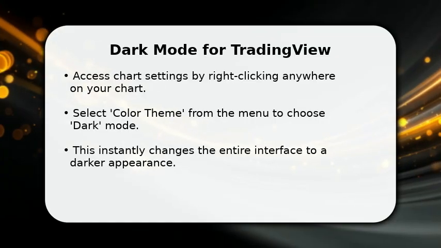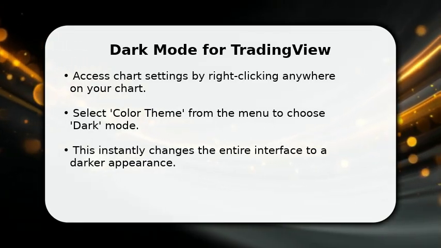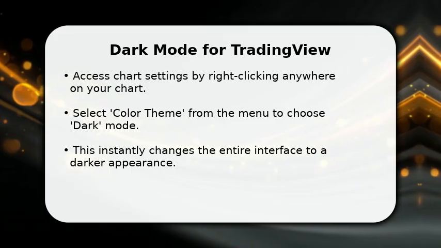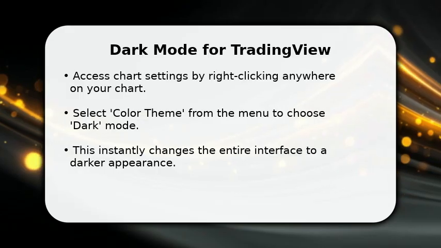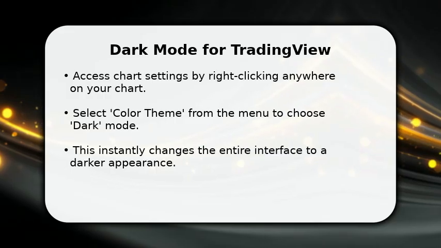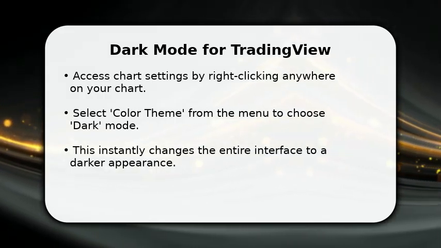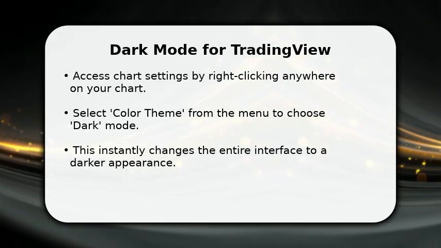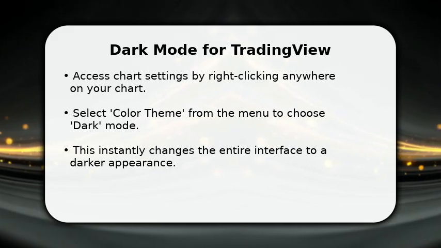In this video, I will explain how to make your TradingView background black. First, navigate to the chart settings by right-clicking anywhere on your chart. From the context menu that appears, simply select Color Theme and then choose the dark option. This quick action will immediately transform your entire TradingView interface, including the charts and panels, into a sleek, darker theme, perfect for reducing eye strain during long trading sessions.